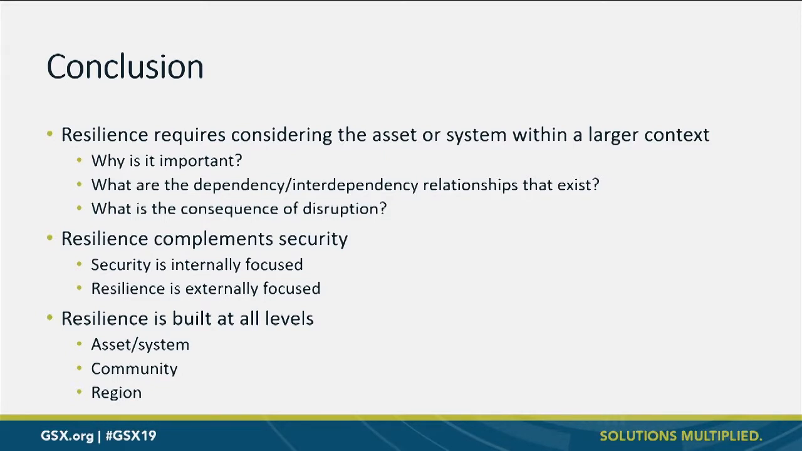So finally, just in conclusion, resilience really requires considering the asset or system within that larger context. Why is it important? What are the dependency and interdependency relationships that exist? What is the consequence of disruption to any of those assets on the rest of the system? Resilience complements security. So security looks internally at protection of a facility or community, and resilience looks externally at the things that will impact the ability of the community or the facility to operate. And then finally, resilience is really built at all levels. So it starts thinking about those systems, scaling up to the community and the region and beyond.